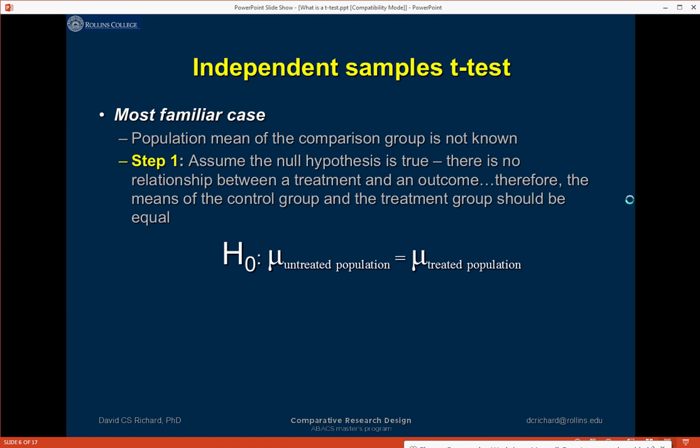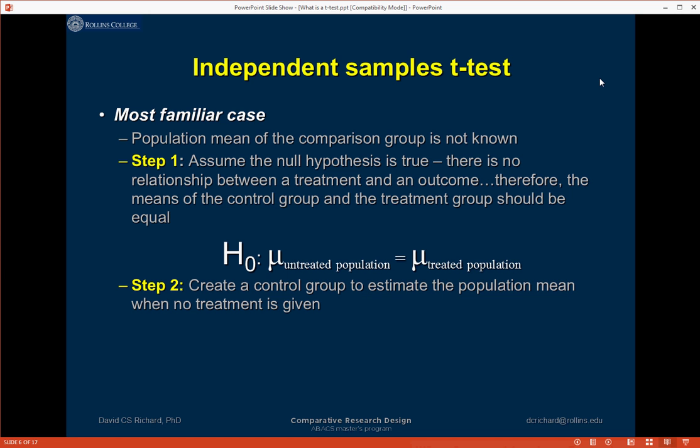So the second step then is to create a control group and estimate the population mean when no treatment is given. So the control group stands in for the untreated population. The intervention group stands in for the population of folks who have received the treatment. And again, you want to have large enough samples to be representative of the population. Small samples mean greater error in those estimates. Bigger samples typically do not.